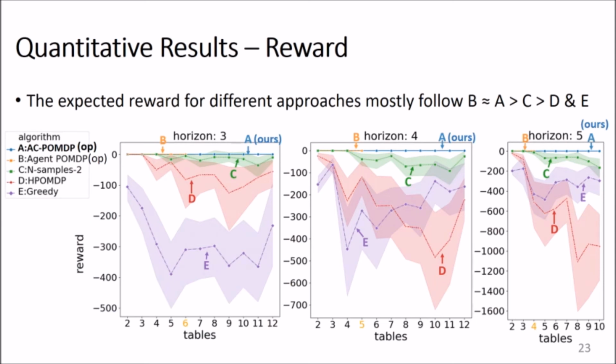Here we are showing our quantitative results. On the x-axis, we have the number of tables. On the y-axis, we have the difference between the average reward that our approach gets versus all the other approaches. So the 0 constant line is representing our approach. Everything below the line is worse than our approach, and everything above the line is better than our approach. We have plots for different horizons. As you can see, the optimal approaches A and B perform the same. However, the suboptimal approaches perform much worse than our approach.